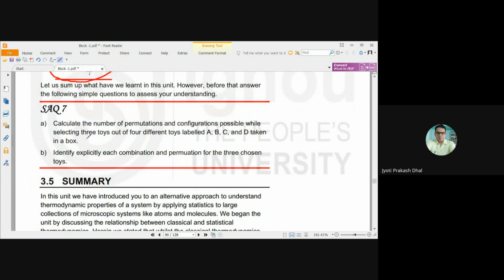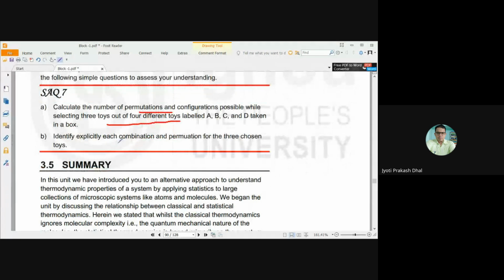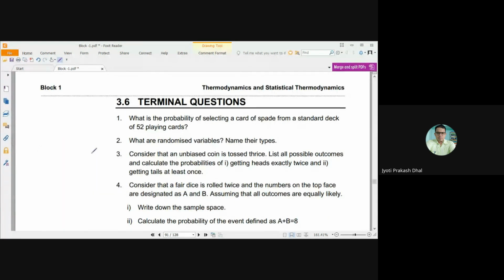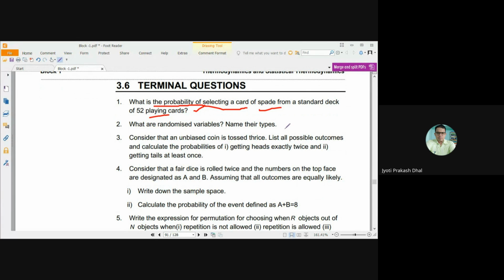So these are some questions. Calculate the number of permutations and configurations possible, selecting 3 toys out of 4 different toys labeled as A, B, C, D. This type of question we have already solved. Identify explicitly each combination and permutation for the 3 chosen toys. Now coming to the terminal questions, which you have to solve. What is the probability of selecting a card of spade from a standard deck of 52 playing cards? That means it is not given which color, you have to just pick spade.